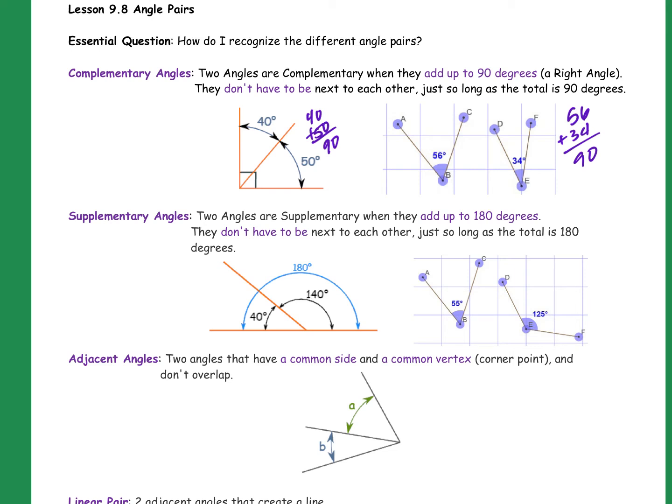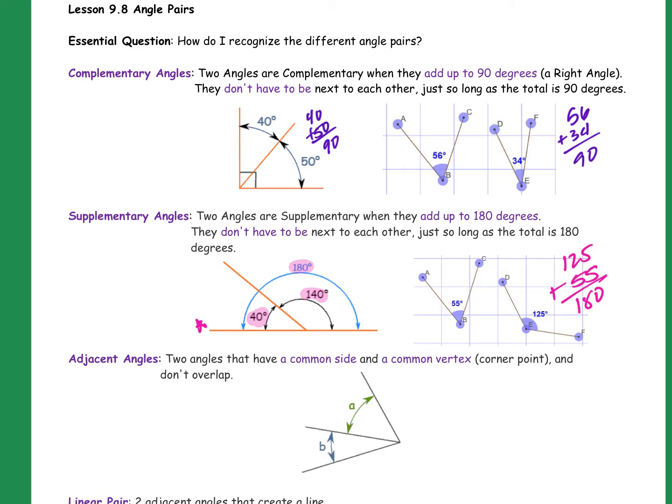So supplementary angles are angles that add up to 180, and you can see that I have 40 plus 140 equals 180, right? And then if I do the second one here, 125 plus 55 equals 180. So they don't have to be touching either. They just have to add up to be 180. Now, if they're touching, they have a special name, and we're going to talk about that in just a sec.